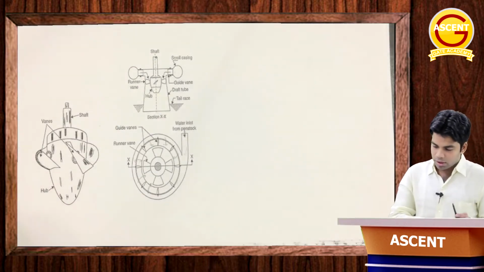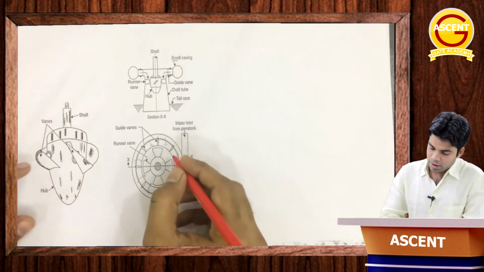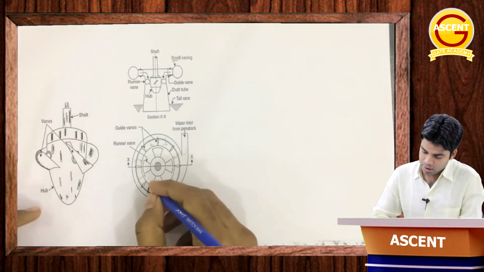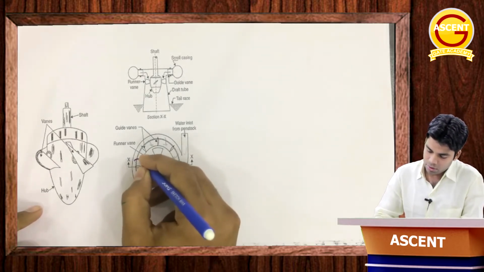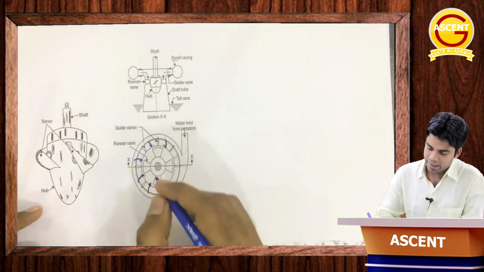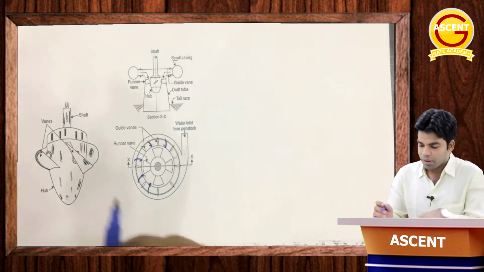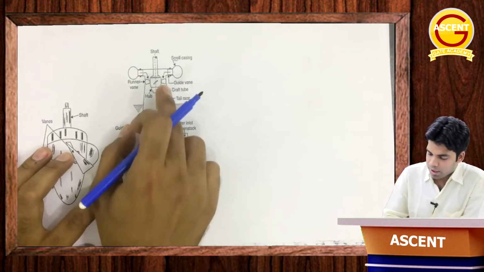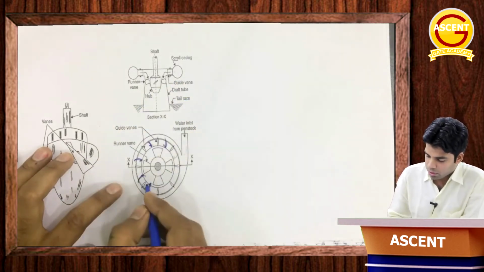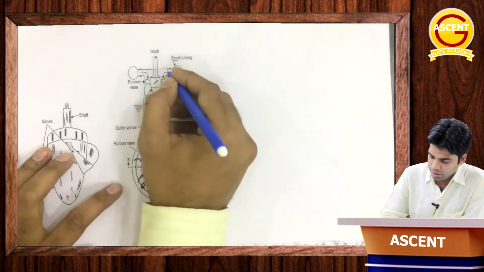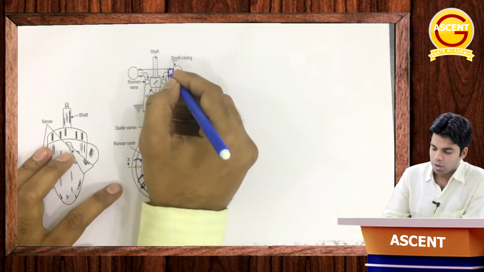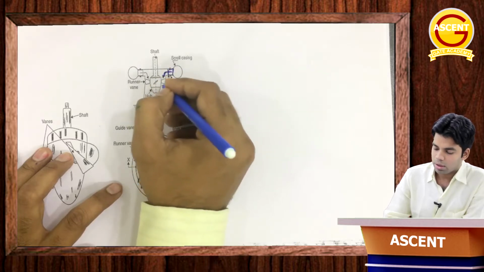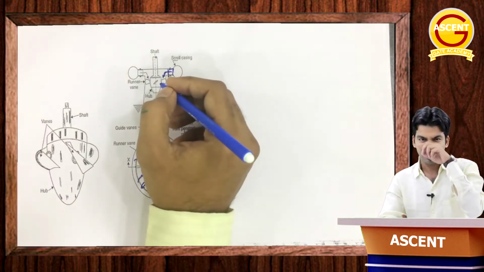So here the water is getting inside with the help of these guide vanes. These guide vanes are actually guiding the water to the hub. Now, this is the side view, and this is the top view of the turbine. You can see the side view here. You can see the blades here, these are the guide blades. After passing through the guide blades, it will enter the hub, into the runner.